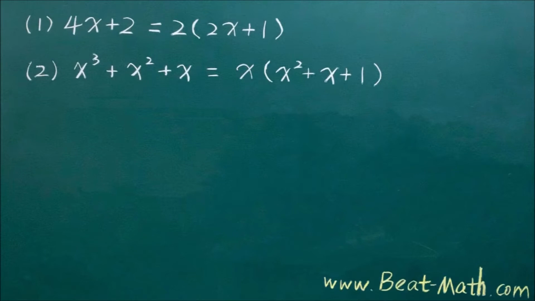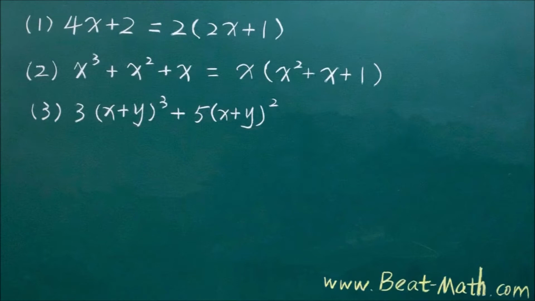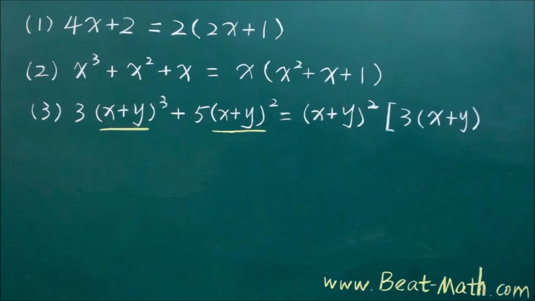Okay, let's try a little more complicated one, like this example. 3 times the quantity of x plus y cubed plus 5 times the quantity of x plus y squared. We can treat the quantity of x plus y as one unit. Then the lowest degree of this unit will be the greatest factor that can divide into both terms. In this case, that will be the quantity of x plus y squared. We factor it out and get the quantity of x plus y squared times the quantity of 3 times the quantity of x plus y, plus 5.